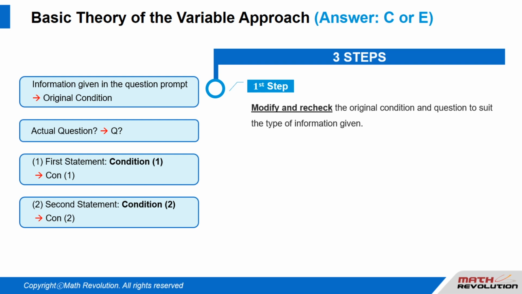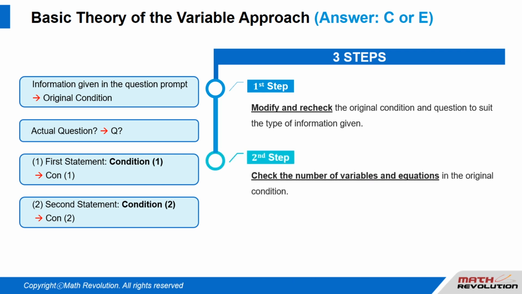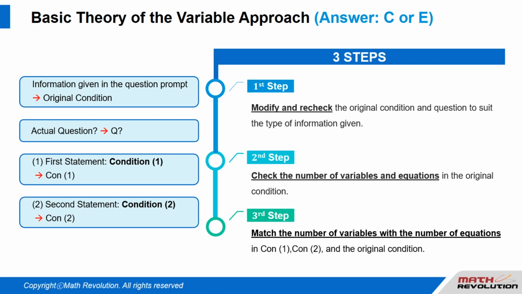First step. Modify and recheck the original condition and the question to suit the type of information given. Modification. Second step. Check the number of variables and equations in the original condition. Third step. Try to match the number of variables with the number of equations in condition 1, condition 2, and the original condition. These 3 steps are the most important part in the variable approach, especially the first step. Once you have completed the first step, solving the problem becomes much easier.